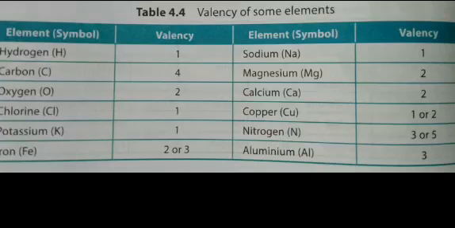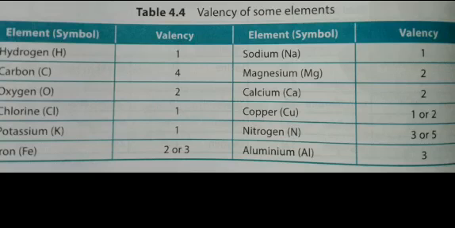The valency of the element hydrogen with symbol H is 1. The valency of carbon, symbol C, is 4. The valency of oxygen, symbol O, is 2. The valency of chlorine, symbol Cl, is 1. The valency of potassium, symbol K, is 1. The valency of iron, symbol Fe, is either 2 or 3.